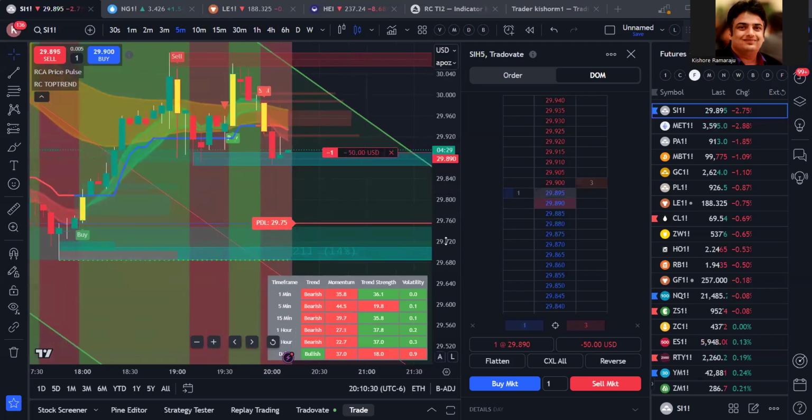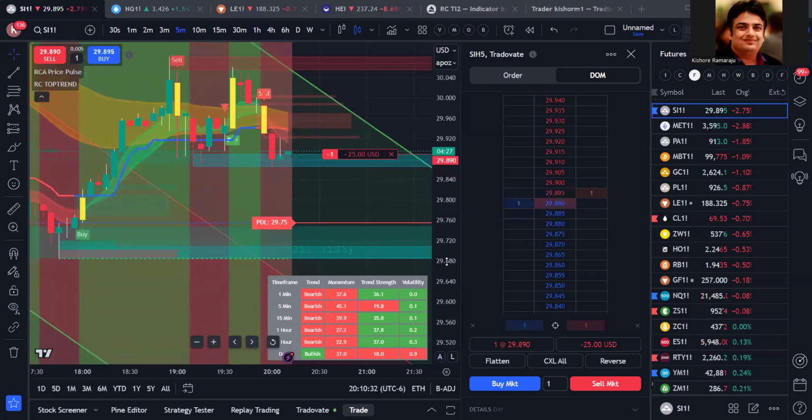So I took a short on silver. In case if it breaks this, starts going up, I can take a stop loss. Otherwise, we can make some $400 profit with this trade.